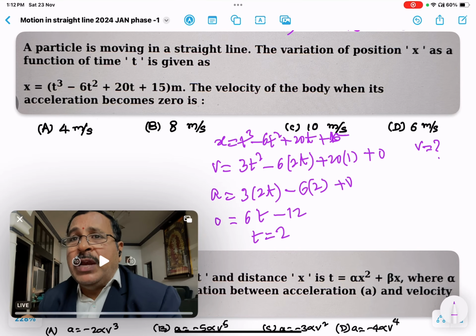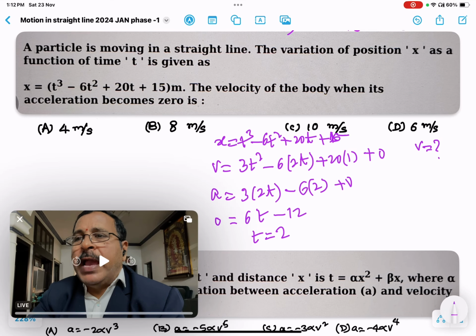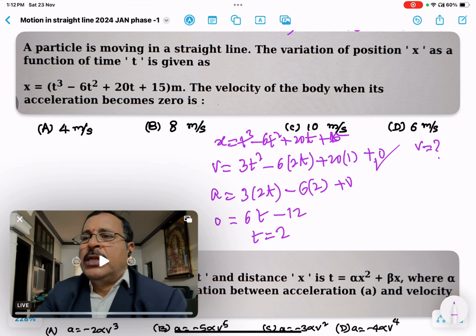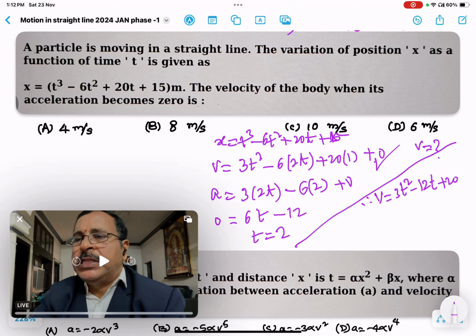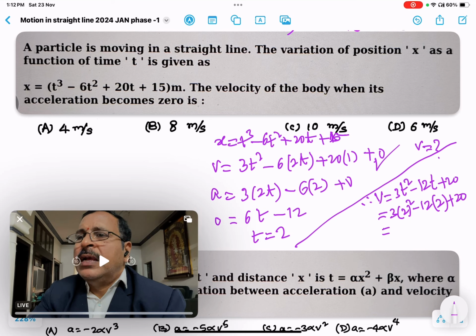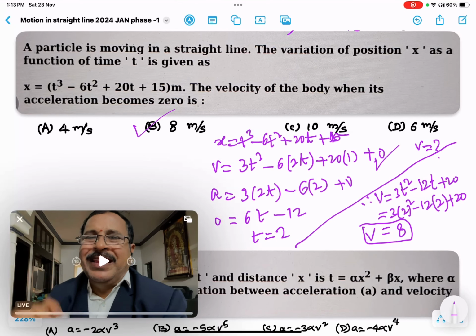Now he is asking the velocity, so we substitute this t value in the velocity equation. This is the velocity formula: v equals 3t square minus 12t plus 20. Substituting t as 2, we get 3 into 2 square minus 12 into 2 plus 20. So the final answer is 12 plus 20 is 32, 32 minus 24 is 8. v equals 8. So the option is B.